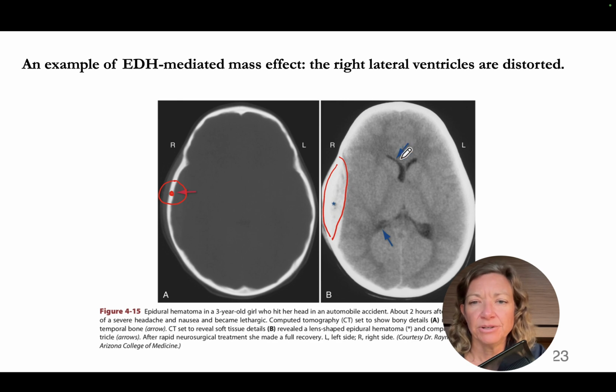And here you can see it on this CT because the ventricles are compressed. If you compare the normal side of the lateral ventricles to the ipsilateral side, you can see that the brain is shifting away from the epidural hematoma. And that compression is mass effect.